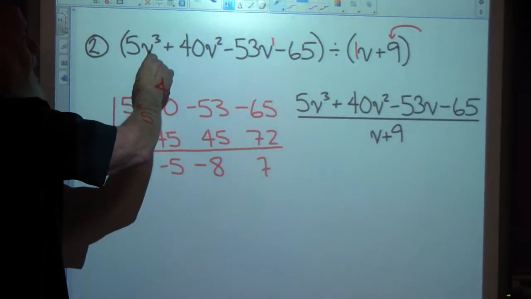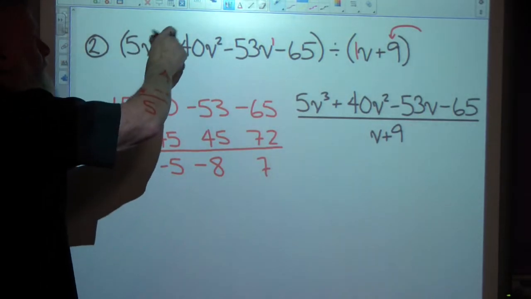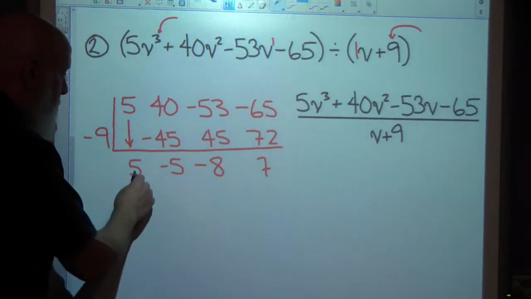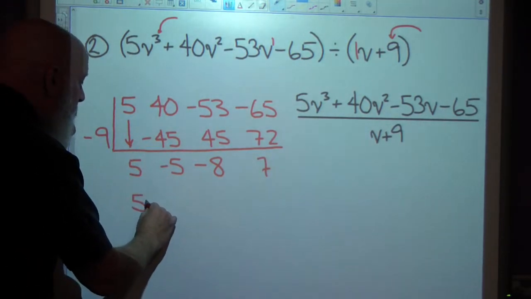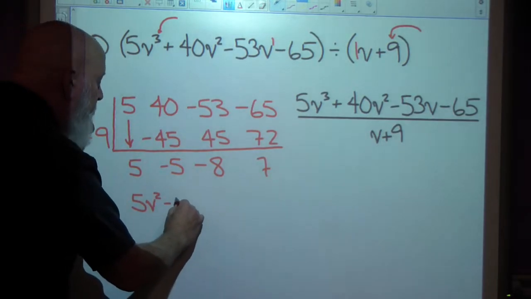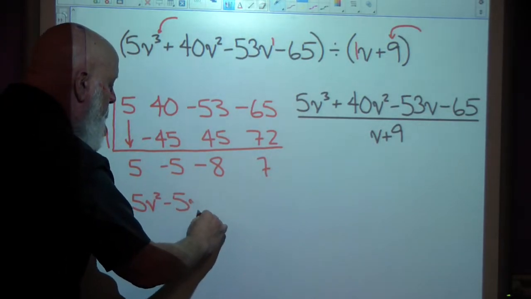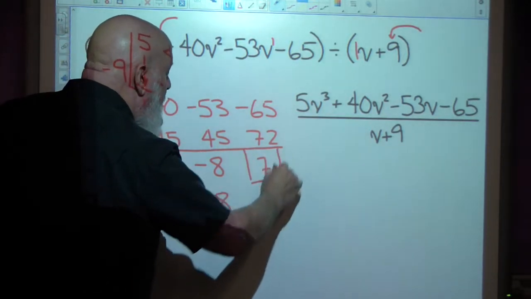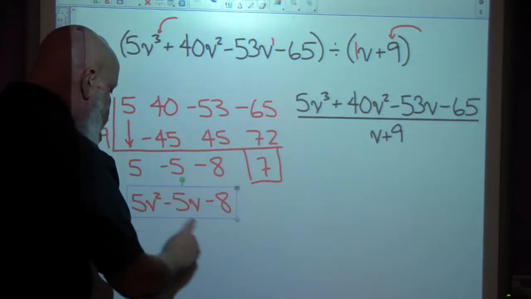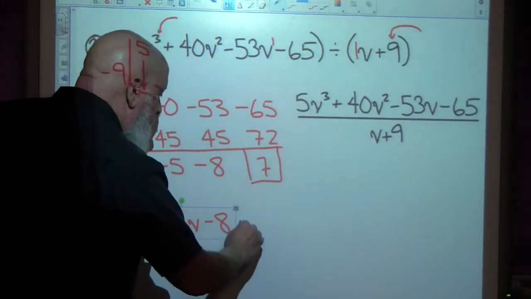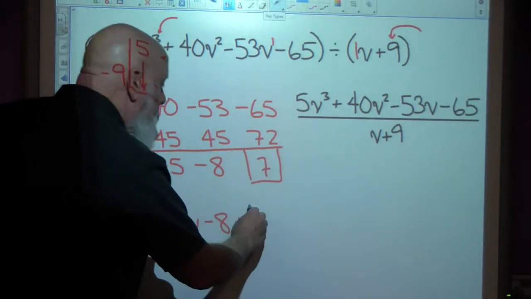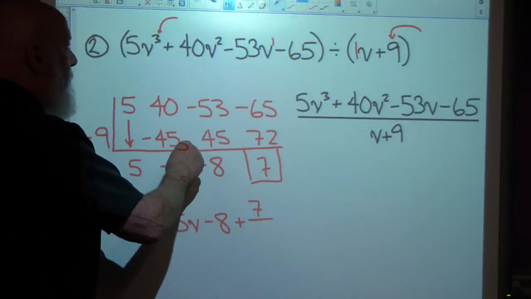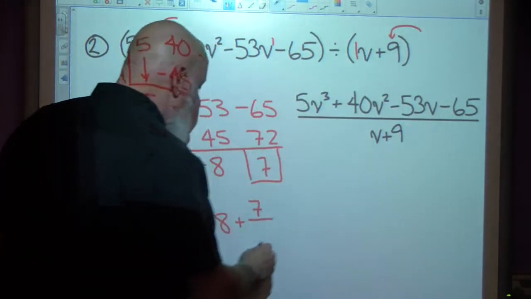My answer, my variable will be a V. The highest power of my answer will be 1 less than that. It'll be 2. So this will be 5V squared minus 5V minus 8. And this time I have a remainder. Here's how you handle your remainder. It's simple. You just put plus, and you put 7 over. You're going to write it as a fraction, whatever it is you're dividing by. Well, what are we dividing by? V plus 9.